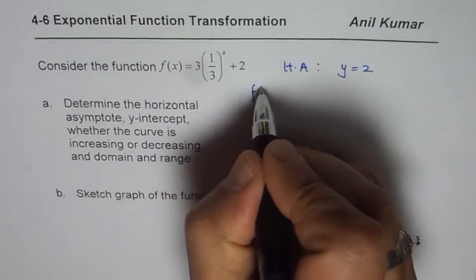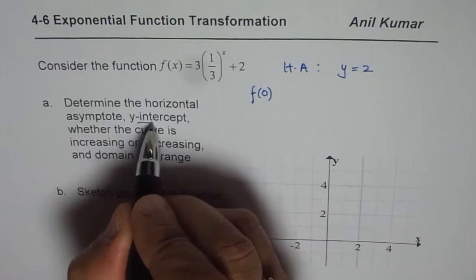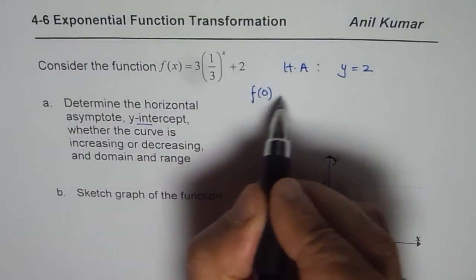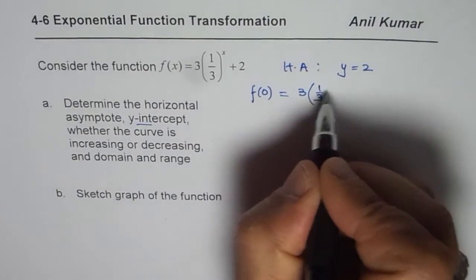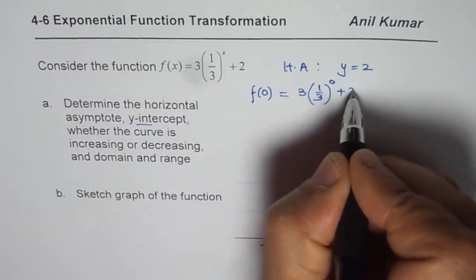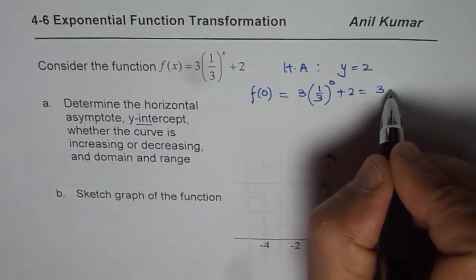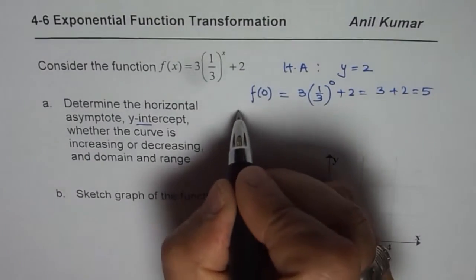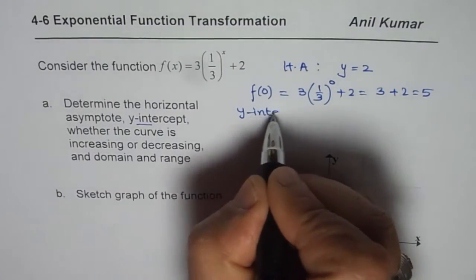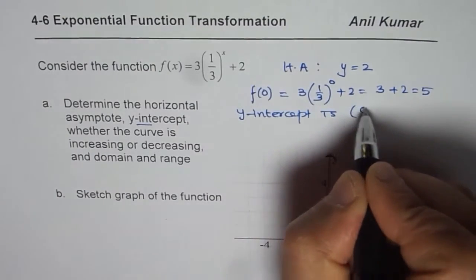Y-intercept really means what is the value of the function when x is 0, right? That is the y-intercept. Y-intercept is f of 0. So just substitute 0 here. What do you get? You get 3 times 1 over 3 to the power of 0, plus 2. Anything to the power of 0 is always 1. So you get 3 plus 2, which is 5, right? And therefore, the y-intercept is 0, 5.